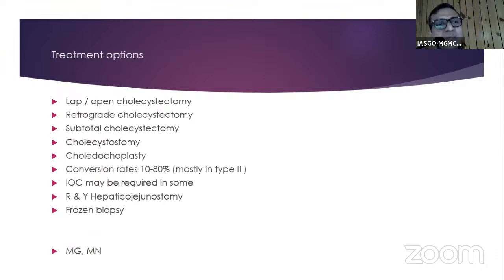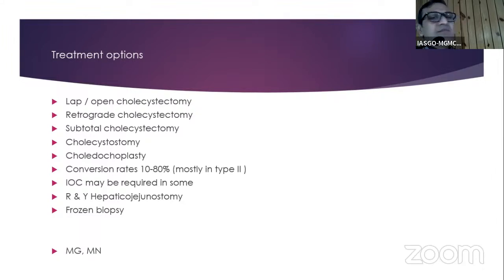So Mirizzi syndrome by and large is a surgical disease. You may tackle the CBD stone part of that disease endoscopically. So there are multiple treatment options, surgical options, and different patients may require different kinds of procedures. So Dr. Monika and Dr. Narwaria, both of you, please kindly tell us very briefly about all these procedures, when to do what.